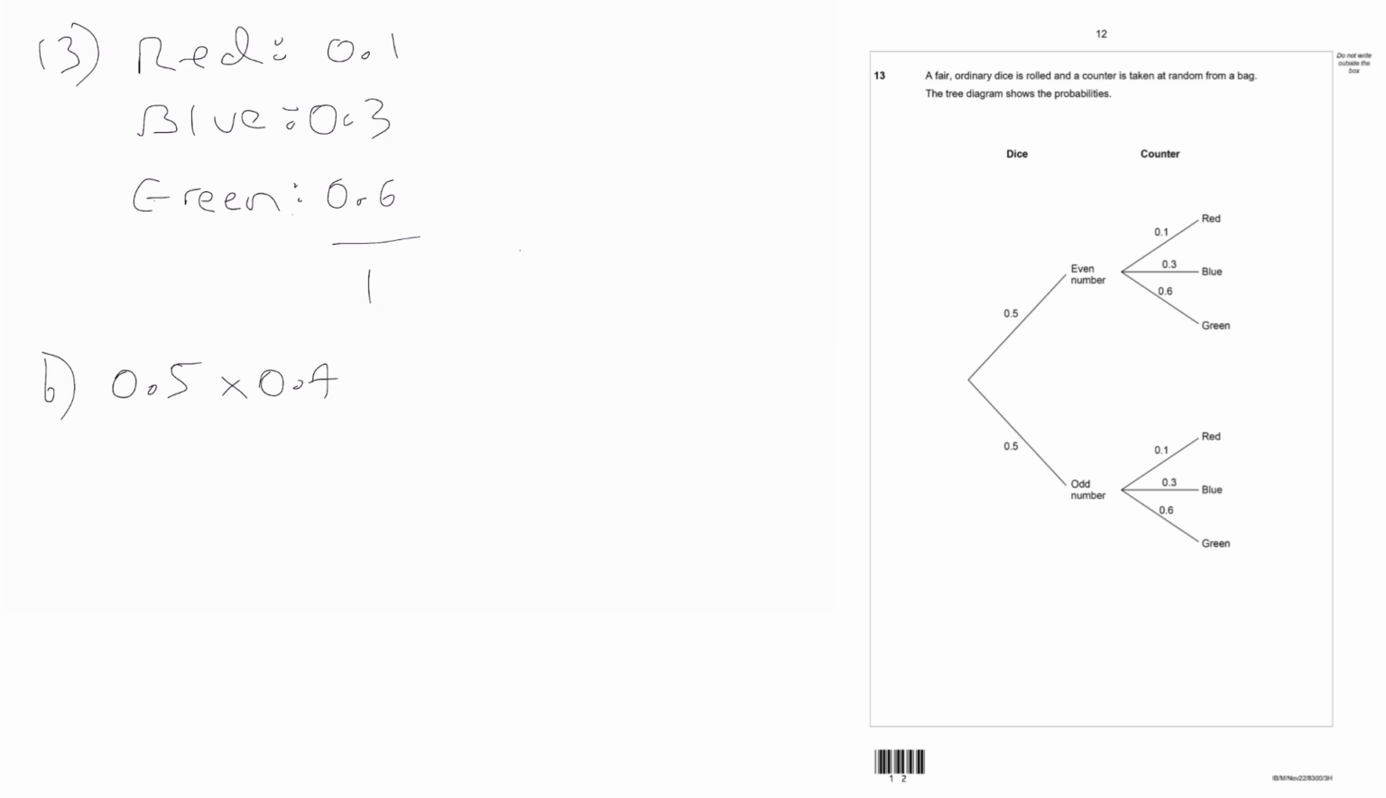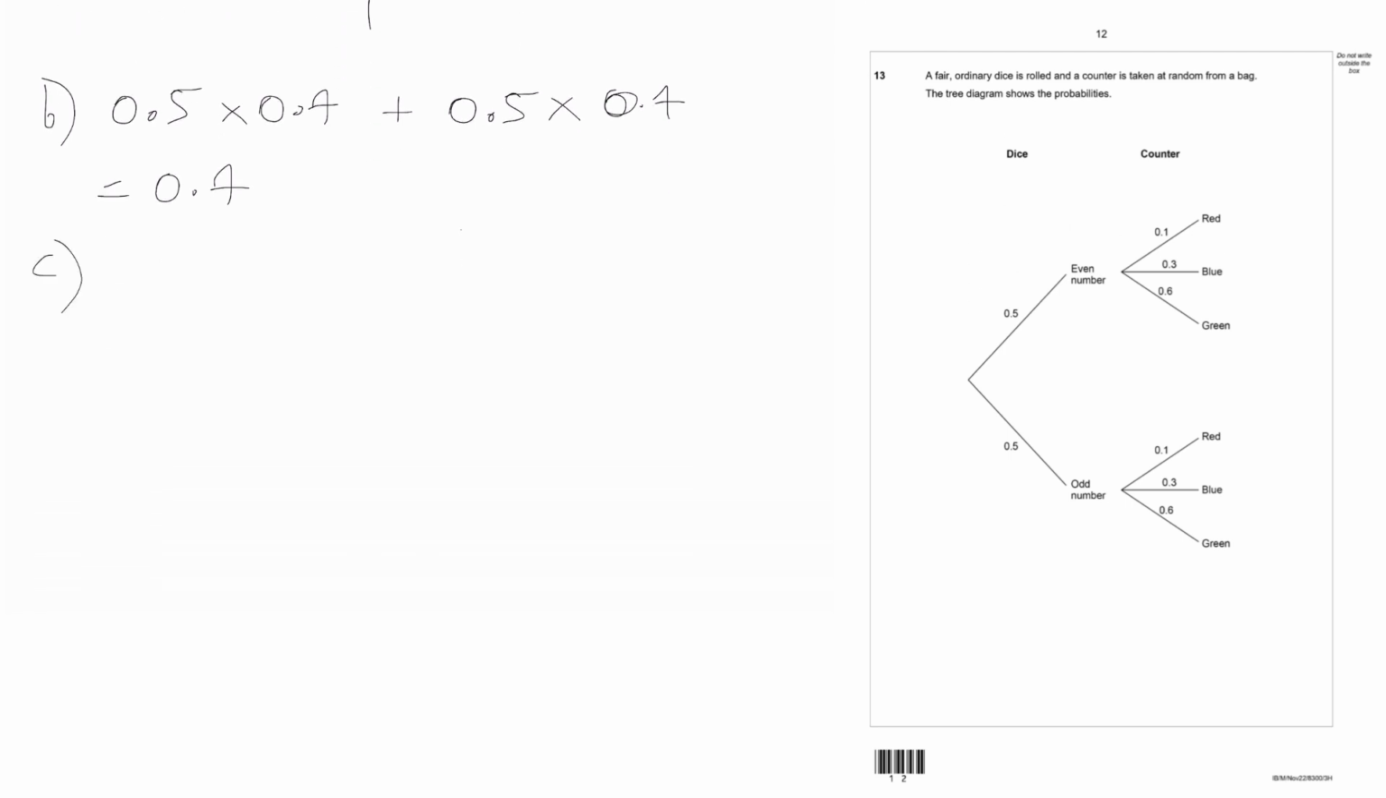And then we need to go the other way on the branch, so we add, and again, if we roll an odd number, this is again a 0.5 probability times, and again, it's the probability of red or blue, which is the two probabilities added, which is 0.4. And this gives us 0.4.